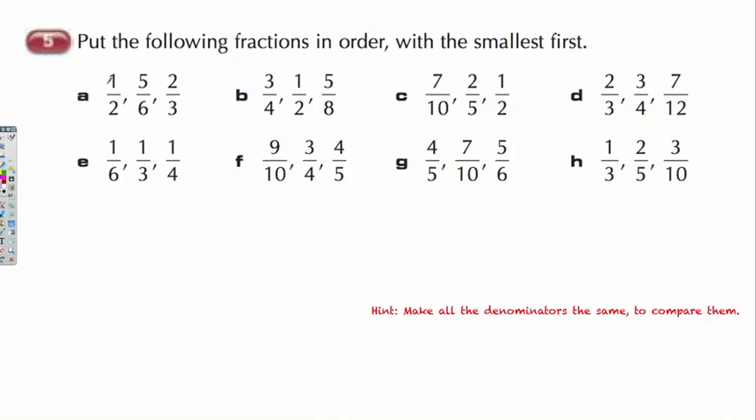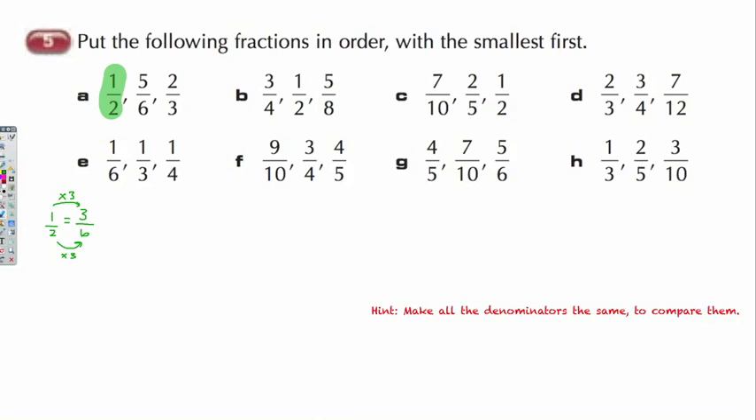For each of these, we're going to find the equivalent fraction, and we're going to make the denominators the same. So for the first one, what number can we have for the denominator? We've got 2, 6 and 3. We can make all of those into 6. So a half is the same as something over 6. If we multiply by 3, it's going to be 3 over 6.